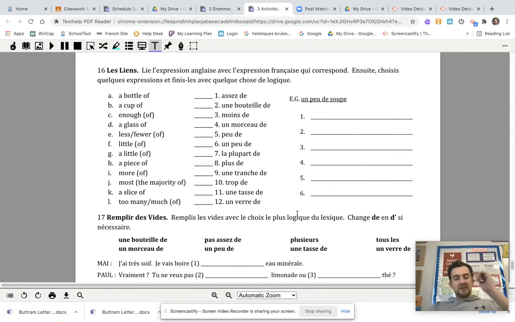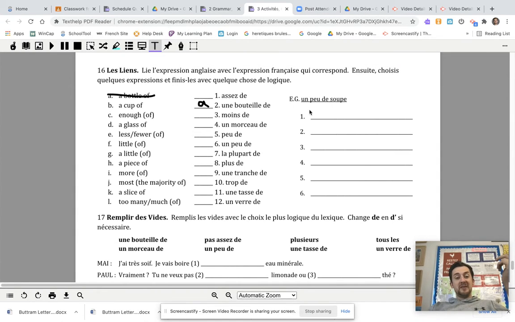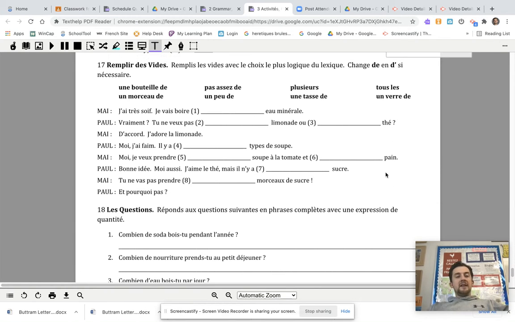Oh, okay. So basically it's matching first. So a bottle of is une bouteille de. Cross out this, write an A right there. And then if I want to, I'm just going to finish up the expression with something. I only have to choose 6 of them, so it doesn't have to be une bouteille de, but I might say une bouteille de coca. Bottle of Coke. All right.